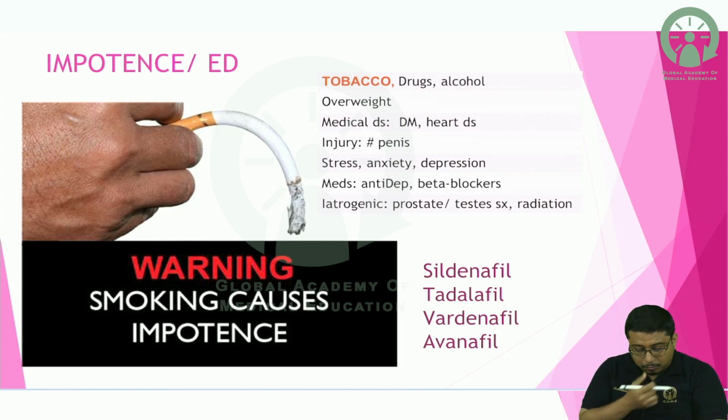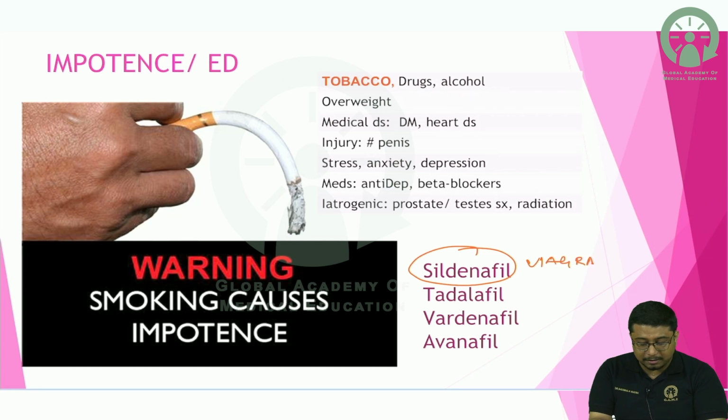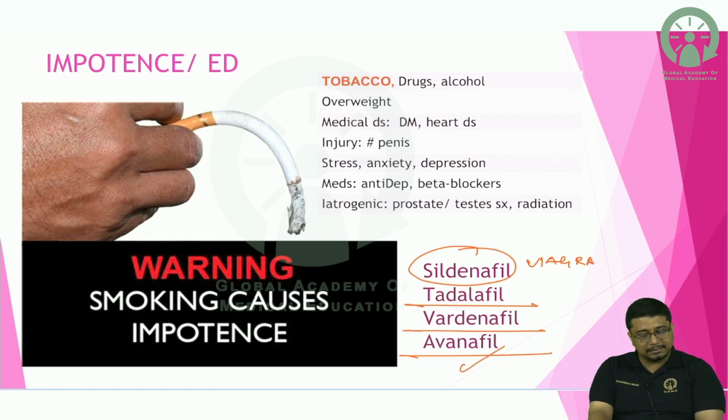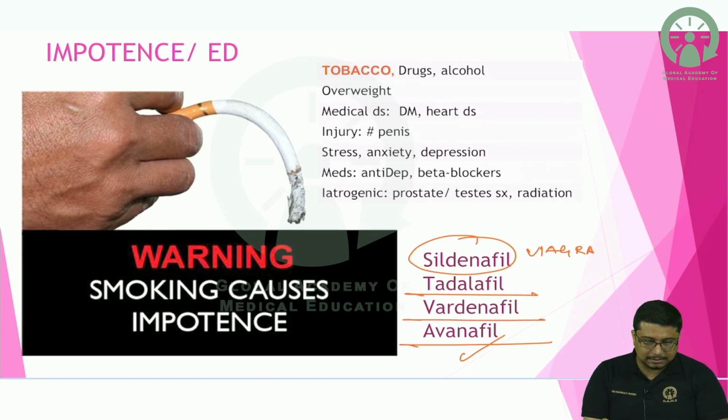So impotence or ED is something very important, something that you should definitely know of. So these are the risk factors for erectile dysfunction. And the drugs of choice are sildenafil, which is also very well known by its brand name Viagra. Then tadalafil, vardenafil, avanafil. Avanafil is the latest kid on the block, and it has very little interaction with food, so it can be taken with food as well.